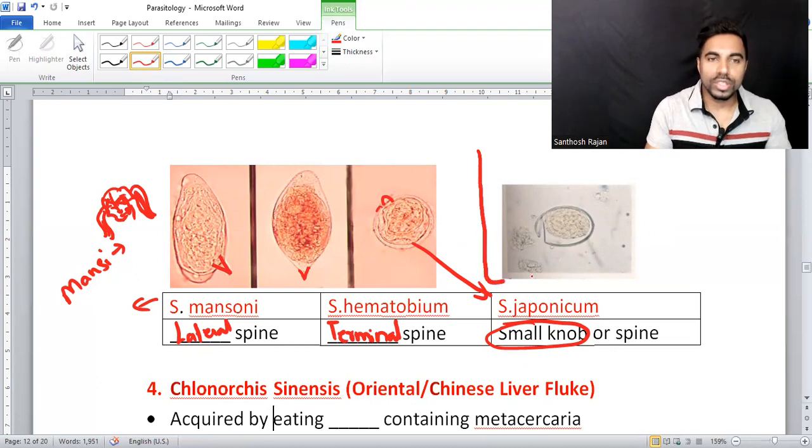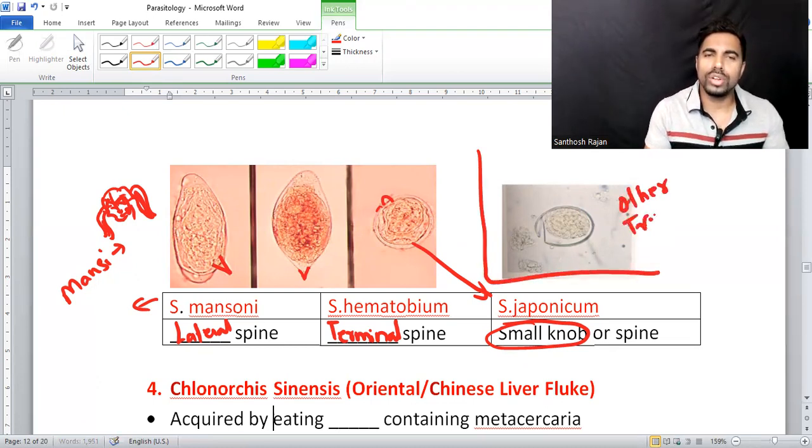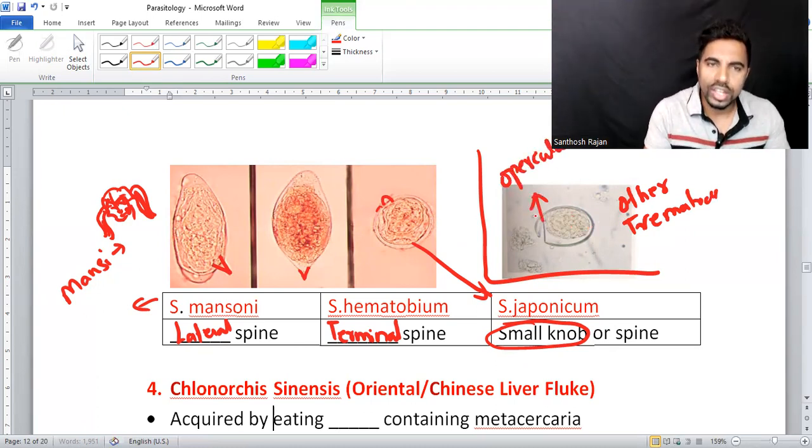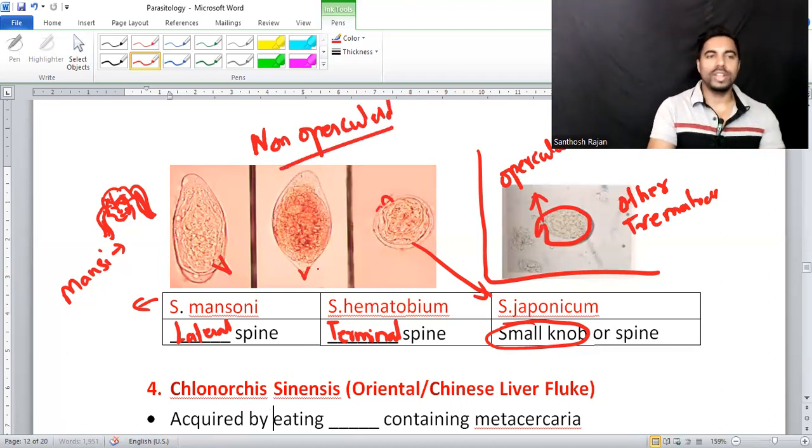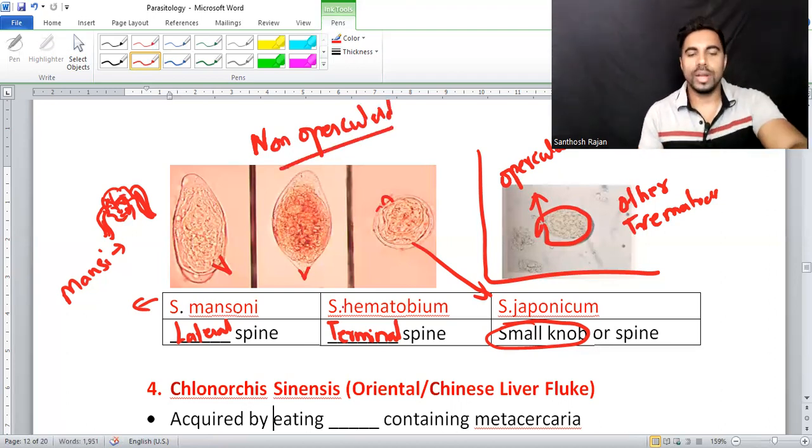But what about this picture? This picture shows all the other trematodes. All the others, Clonorchis or Paragonimus, what do they have? They have this one, open, operculated. Operculated means there is a lid, and the egg is open. This is the complete egg. See, the lid and this opening. That's what operculated means. But these three are non-operculated. Schistosoma eggs are not open. Okay, non-operculated for Schistosoma. Right. So this is Schistosoma and this is the other trematodes.